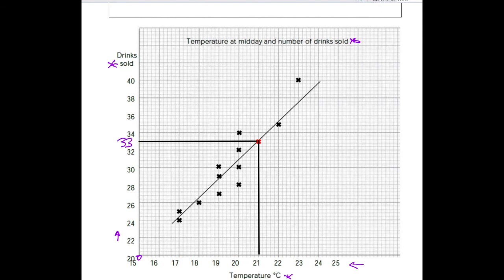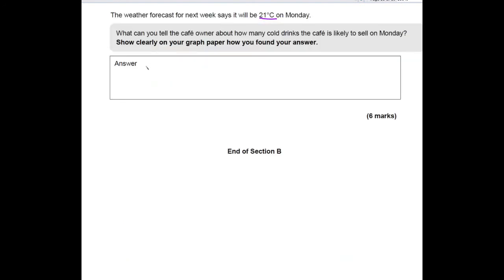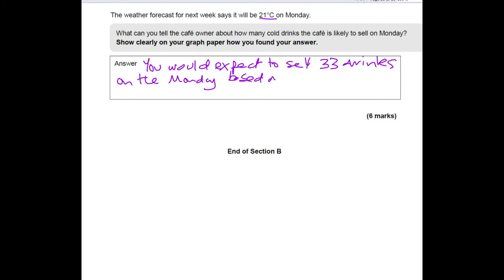So we can go back and answer the last part of our question. So we can tell the cafe owner you would expect to sell 33 drinks on the Monday based on the temperature of 21 degrees. And that's your extra mark, giving you a total for question 15 of 6 marks. And that's the last question. That's the end of section B for practice paper 6.